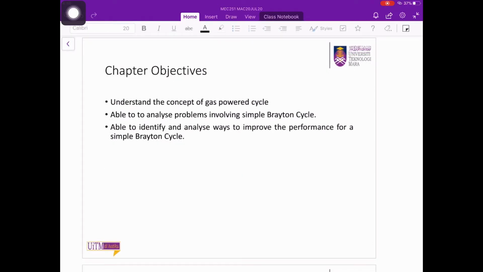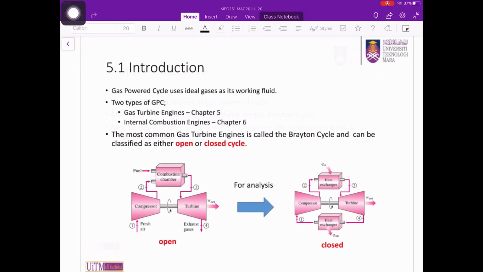By the end of this chapter, you should be able to understand the concept of gas-powered cycle, able to identify and analyze the simple Brayton cycle and the Brayton cycle with performance improvement methods such as regeneration, intercooling, and/or reheating. The working fluid for gas-powered cycles will be ideal gases, or specifically atmospheric air.